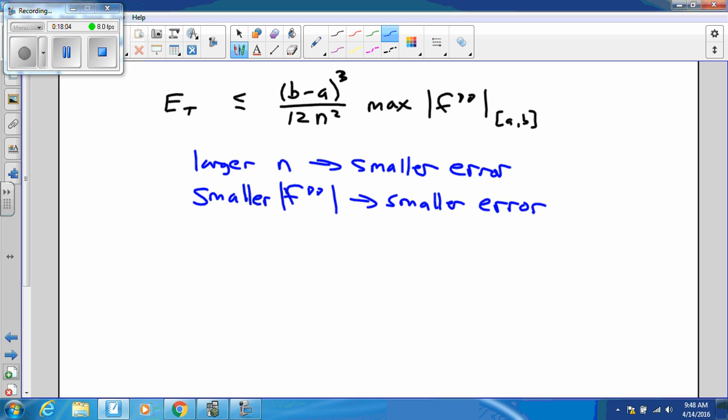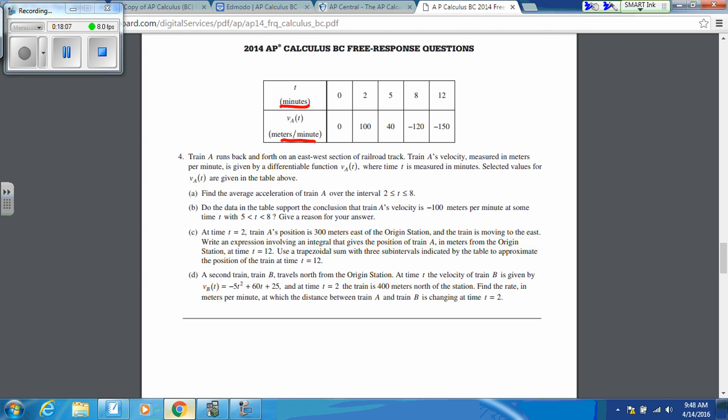Coming back to our problem, that is a long-winded way to get at this. At time t equals 2, train A's position is 300 meters east of the origin station. That's original. And the train is moving to the east. Write an expression involving... Oh, you meant for D. So you were all good with C. Well, do you want me to do C anyway? Yeah. We already did all the work. Let's do C. That's right.